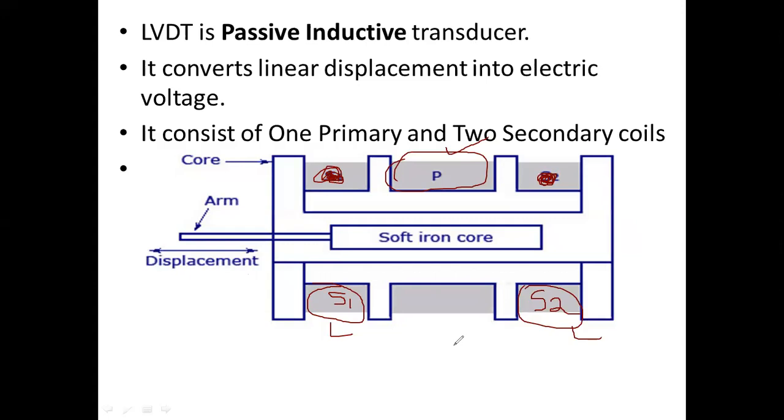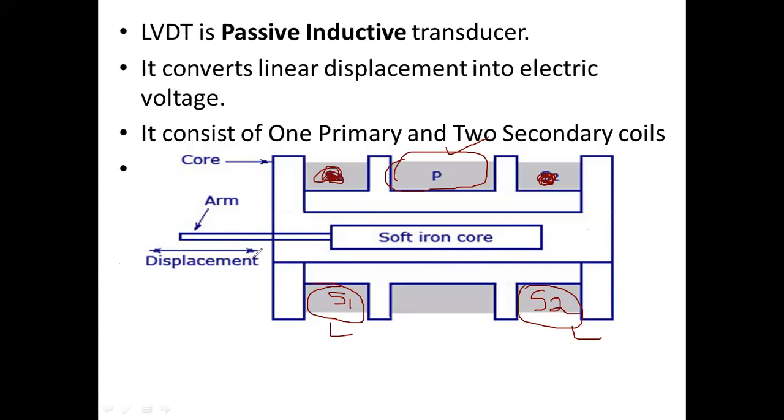So what is the main intention of this? It converts linear displacement into electric voltage. It consists of one primary winding and two secondary windings, that is S1 and S2 here. In between the primary winding and the secondary windings, we have used one soft iron core inside. We have provided one arm also, for holding purpose. And this complete part, whatever the windings we have used, the core is there here now.